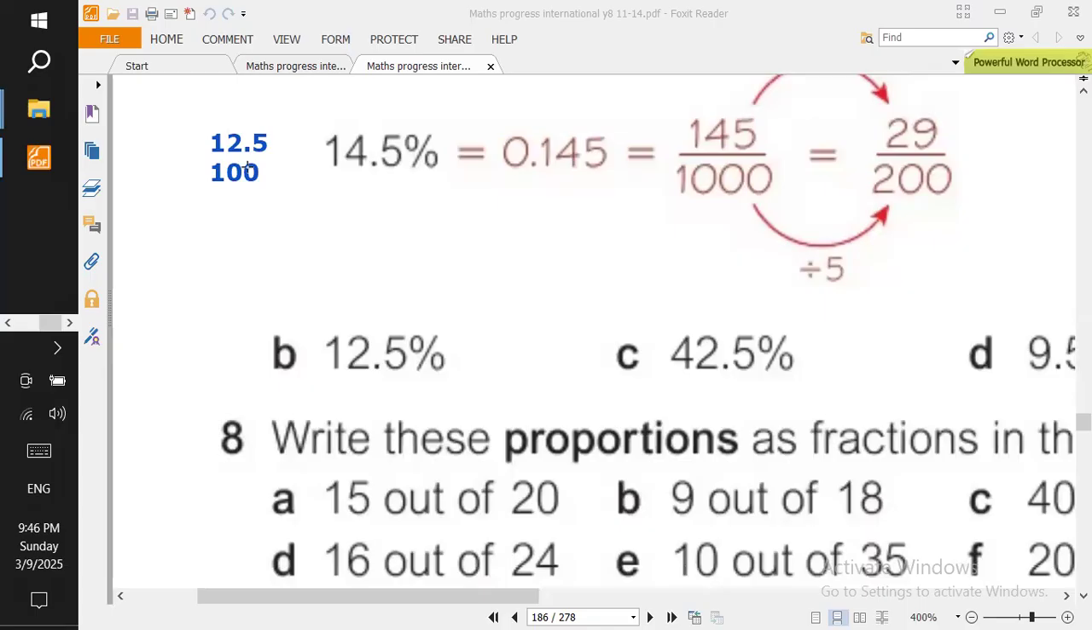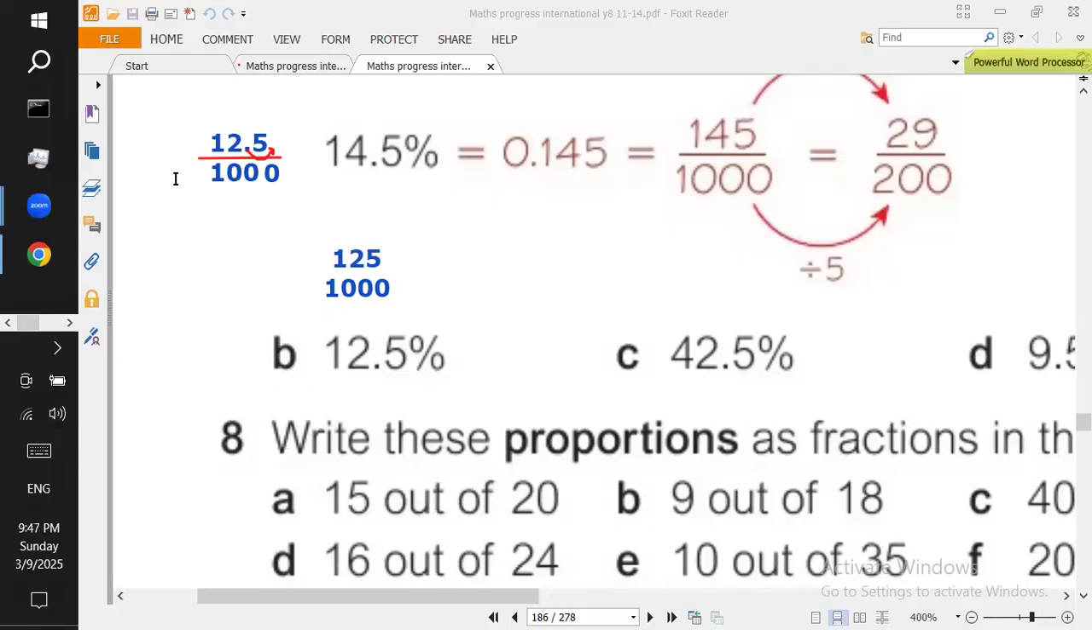It will give you 125 over 1,000. Now, how did this happen? Let me show you. First, I have to move the decimal point. The decimal point must be moved this way here. And because I move it that way, I'm going to add a zero over here. So it's going to be 125 over 1,000. And this is the fraction that we got.